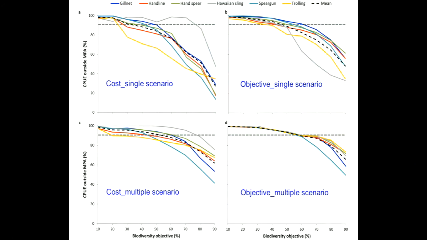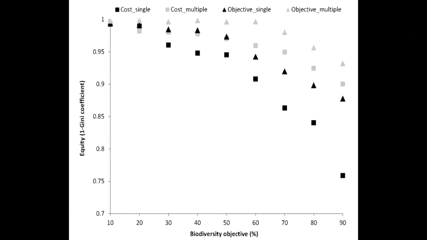So let's just now see what's happening in terms of equity as indexed by the Gini coefficient. And again, we have biodiversity objectives on the x-axis, and on the y we have the inverse of the Gini coefficient, where 1 actually indicates perfect equity. And what we can see is that the scenarios which produce the least equitable designs are these ones here with the black squares, which are the cost single scenario. And the scenarios that produce the most equitable designs are those under objective multiple.